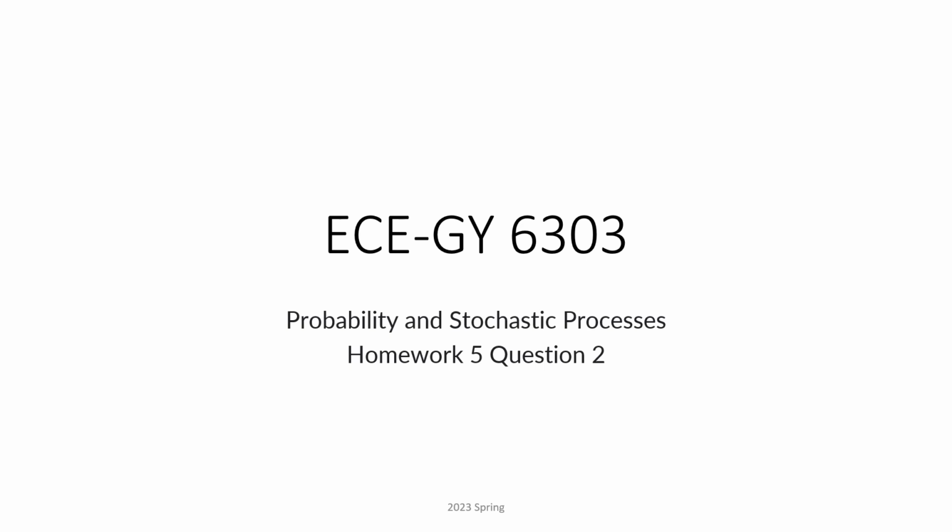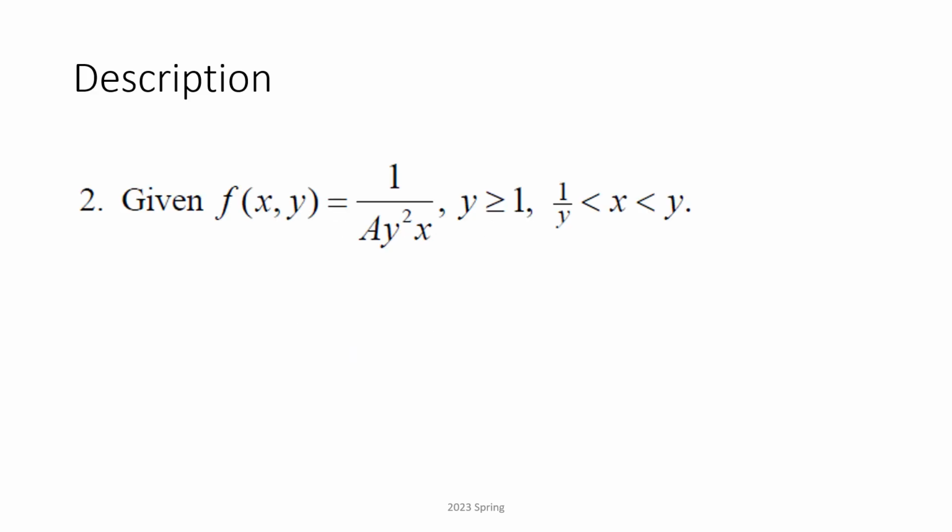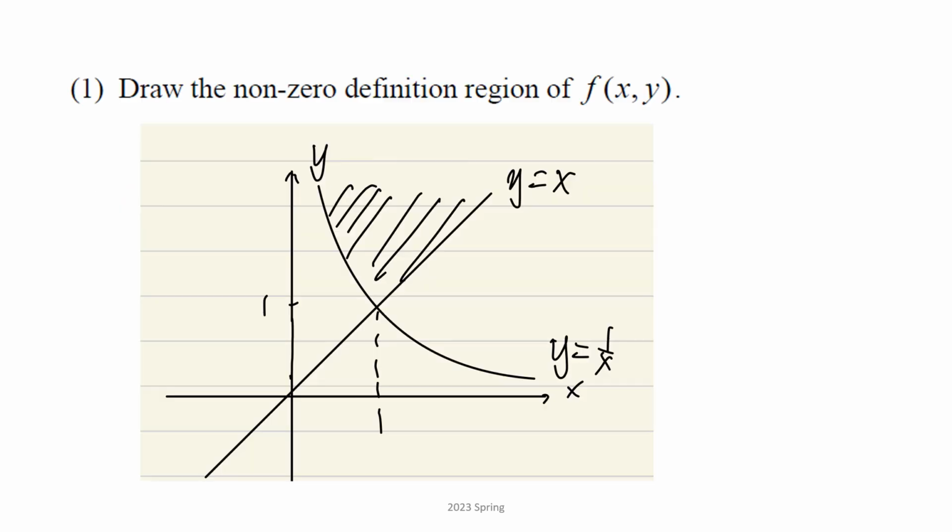Hello everyone. In this video, I'll discuss the second question in homework 5. In this problem, we are given f(x,y) = 1/(a·y²)·x, where y is greater than or equal to 1, and x is greater than 1/y and less than y. The first problem is to draw the non-zero definition region of f(x,y).